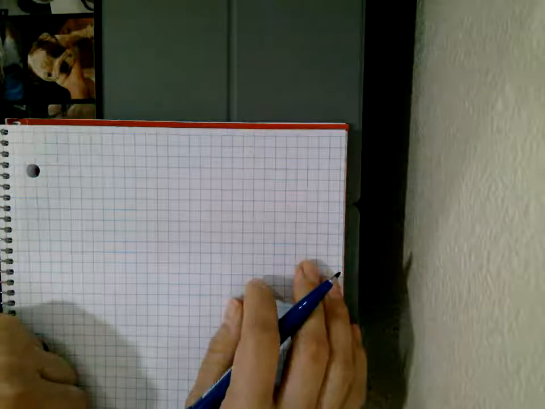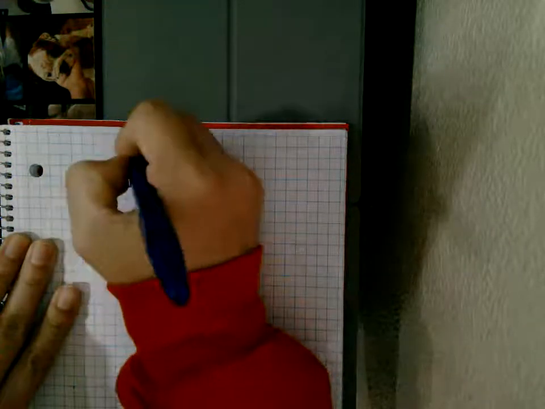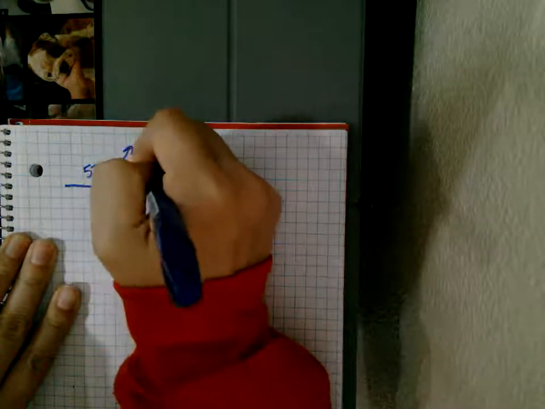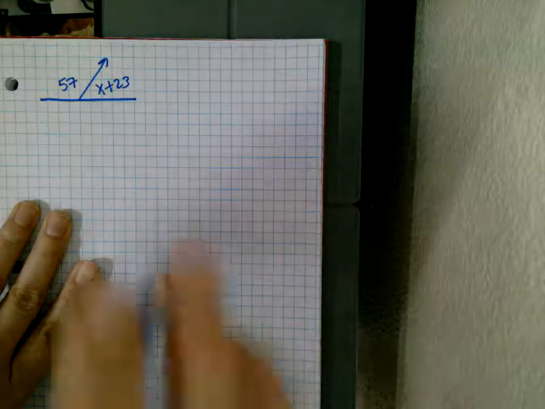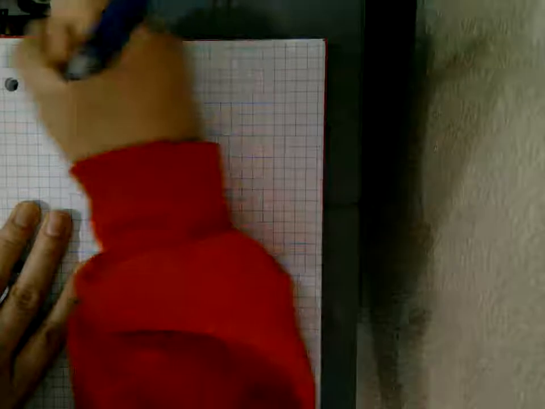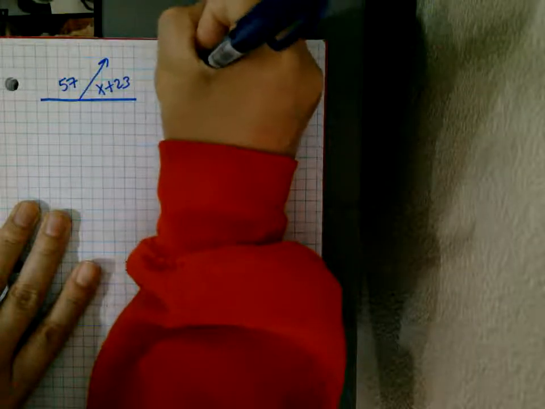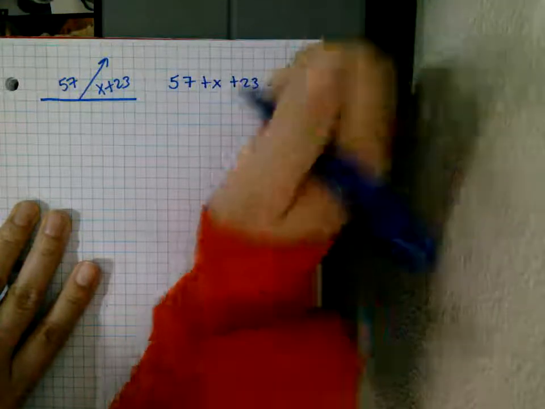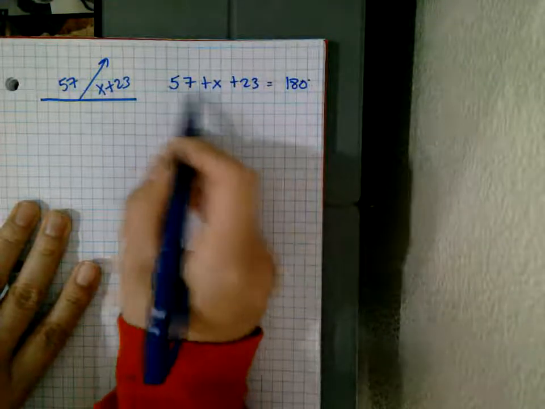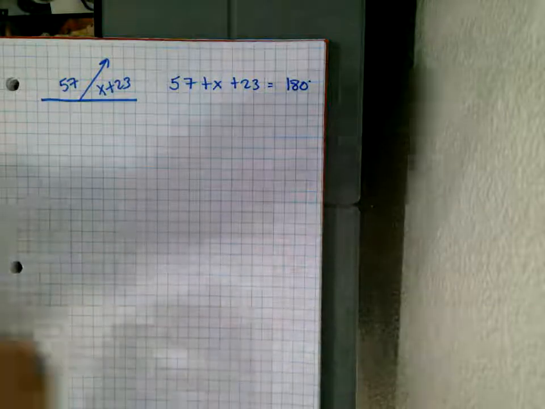Level 2.5, so we're going one back. I just showed you level 3. We're going to go half a step back. Level 2.5. What if it's 57 and x plus 23? So here it's supplementary because it's a straight line. So it'd be 57 plus x plus 23 equals 180 degrees. Now here's an example where I don't put the x in the front. I kind of put the 57 in the front. Does it matter? No, it does not.